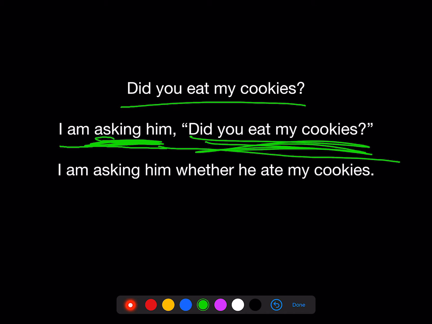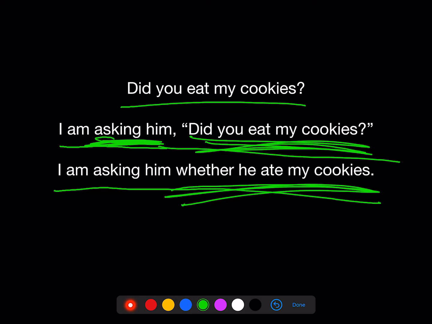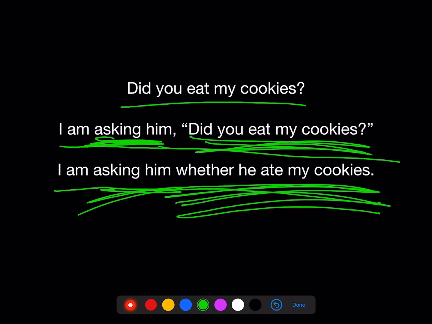However, in both English and in Greek, we can also make this an indirect question, right? I am asking him whether he ate my cookies. Now, this whether he ate my cookies is an indirect question. We've subordinated this clause to the verb of asking. So, direct question, still a direct question, indirect question.